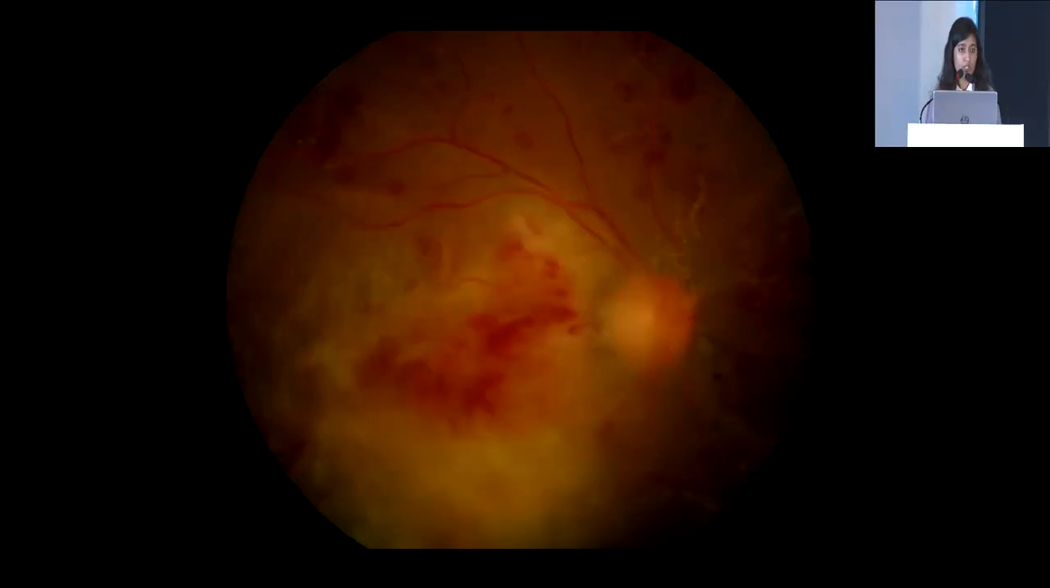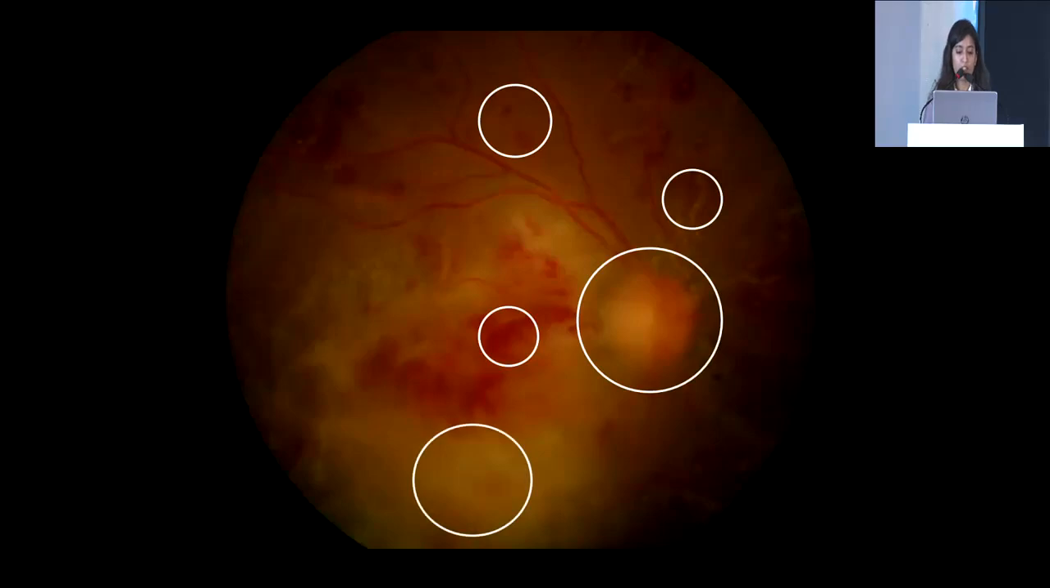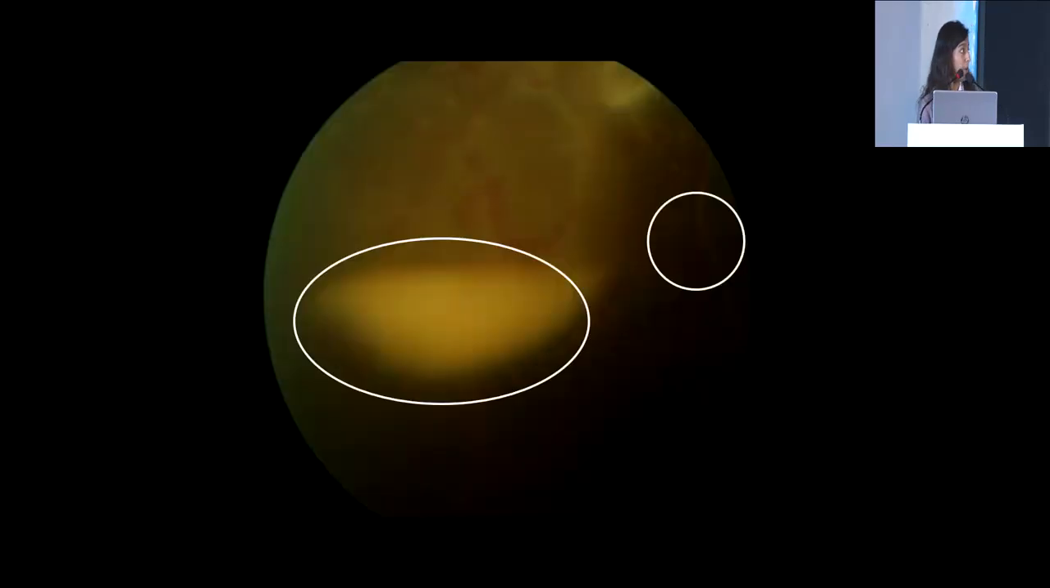So we did the posterior segment evaluation of the affected eye, which showed blurring of the disc margin. There was sheathing of the blood vessels seen. There were superficial and deep hemorrhages, and there was exudation at the posterior pole. There was also posterior hypopyon seen, which was due to the accumulation of the exudate.